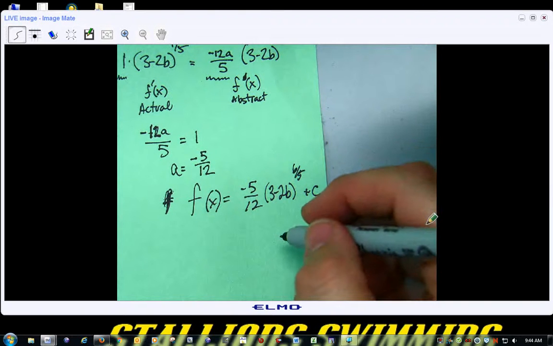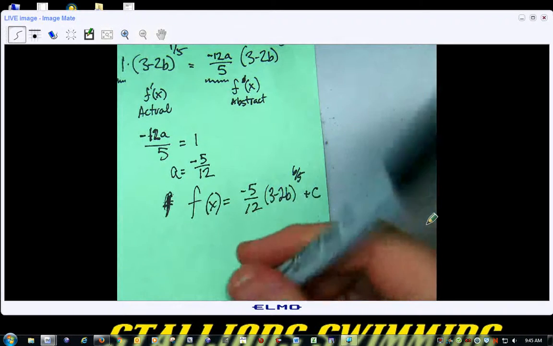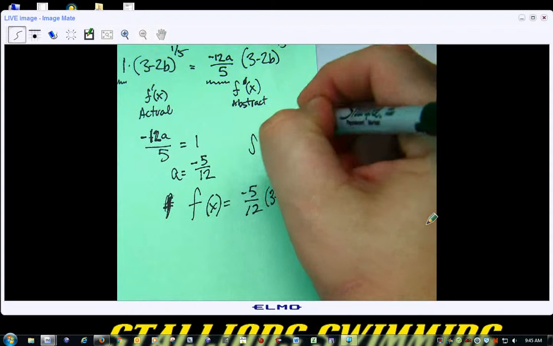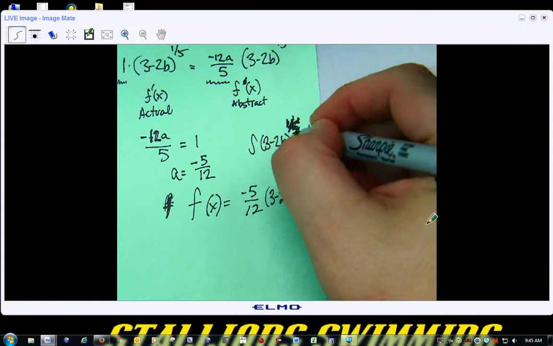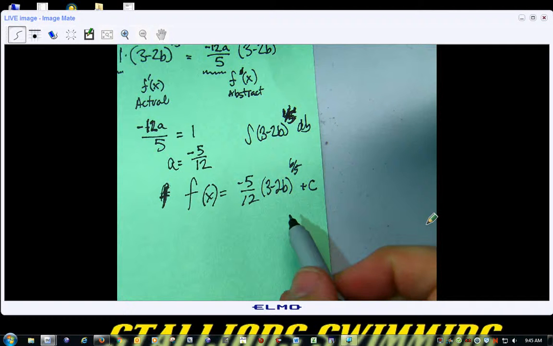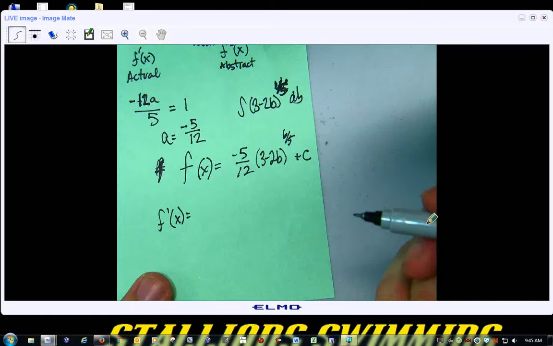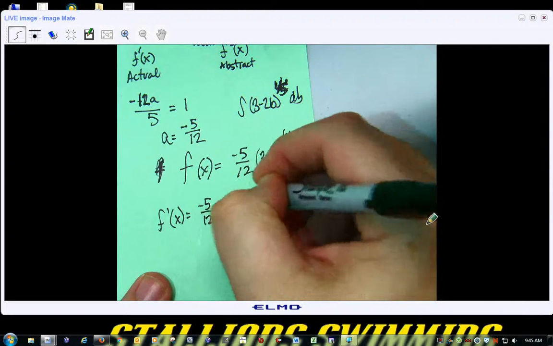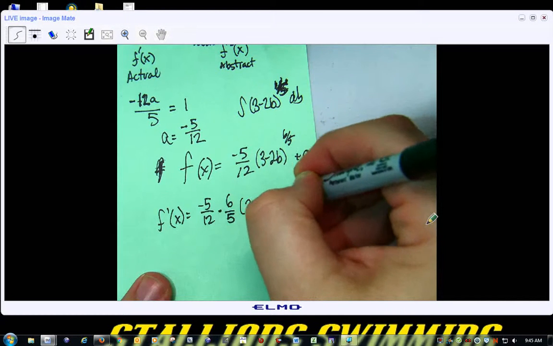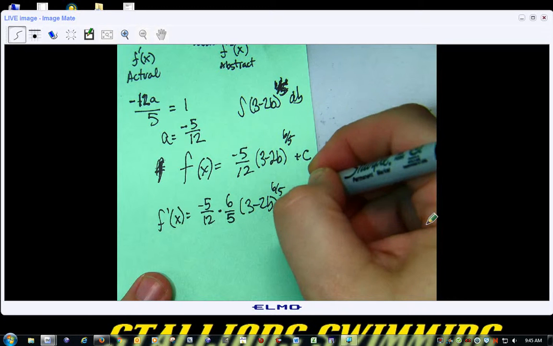All right, now, then we ask ourselves, is this going to be enough? If I took its derivative, would I get back to our original, 3 minus 2b to the 1/5 db? So, all right, 1/5. Now, if I took this derivative, am I going to get back to this? Let's check it. All right, so we're going to get negative 5/12 times 6/5 times 3 minus 2b to the 1/5. And I don't know the constant, but that's just a 0.